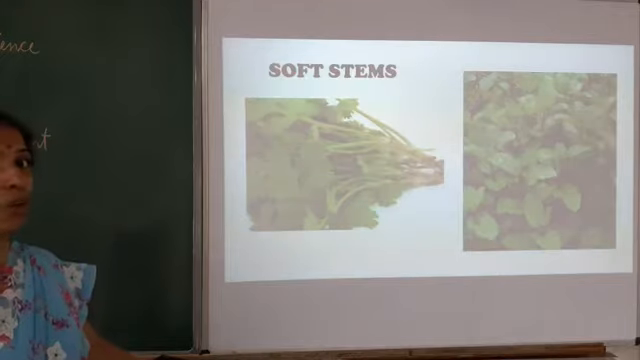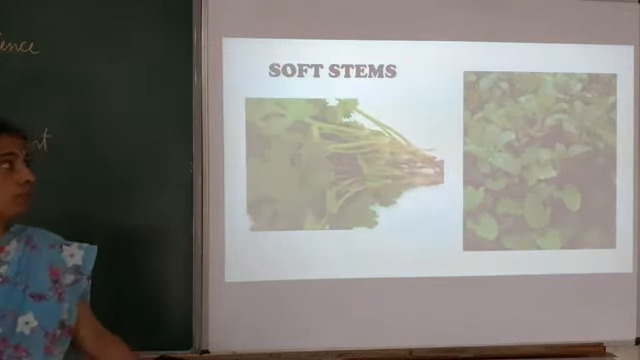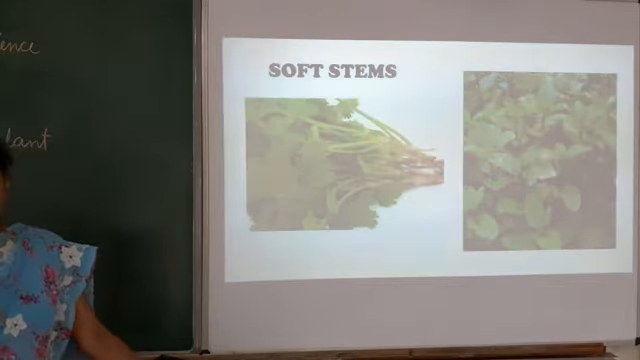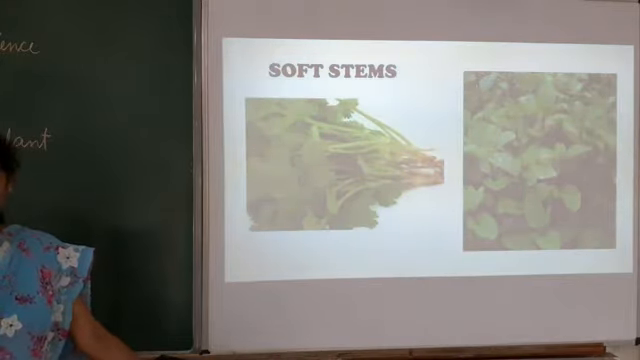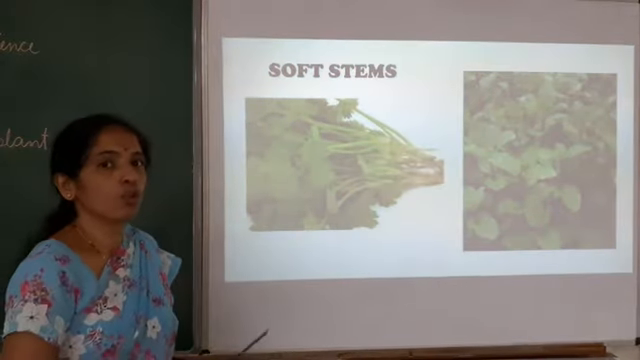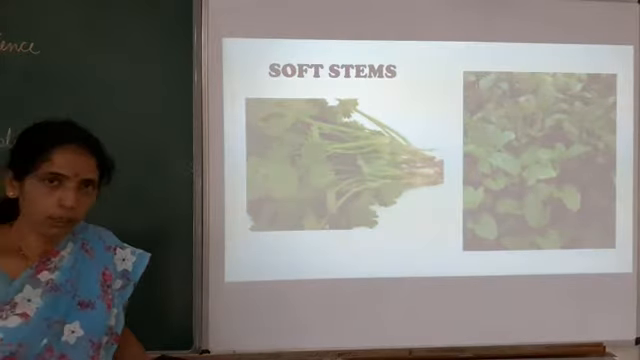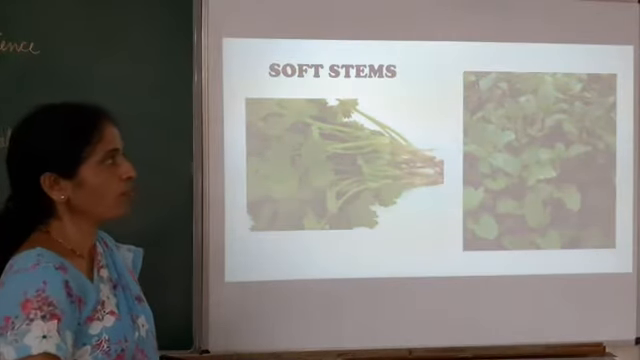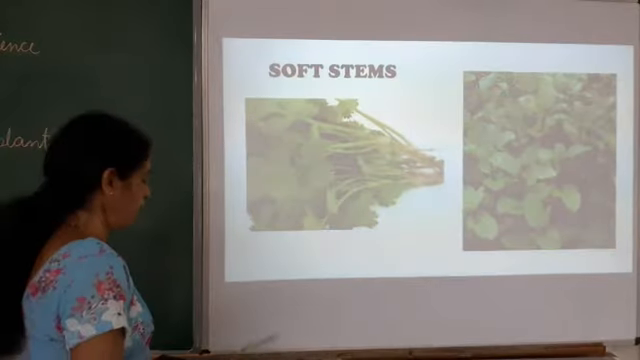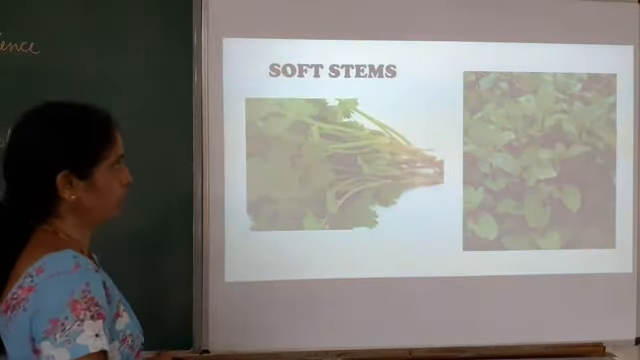Herbs have soft stem. So, the grass plant has a soft stem. Garlic, it has a soft stem. And tomato, it has a soft stem. Rice, then wheat plant, it has a soft stem. So now, all these have the soft stem.